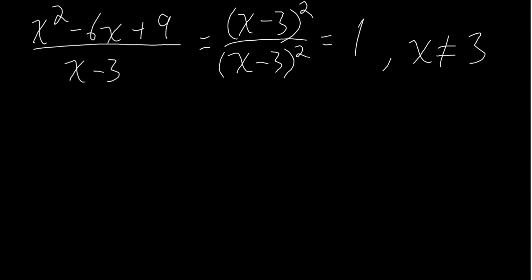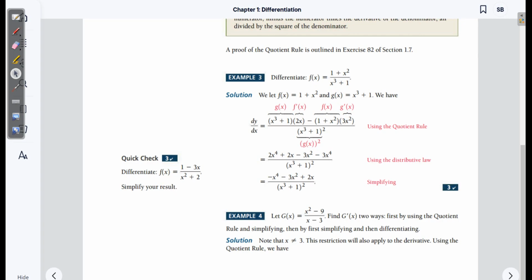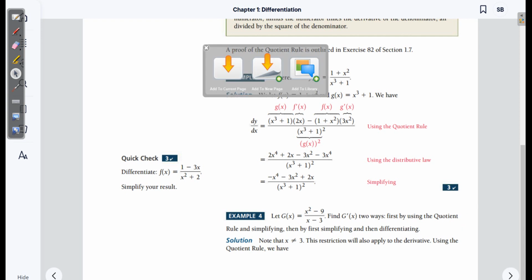Okay, we have to say that because that is in my denominator, right? I cannot have a 3 in my denominator, or otherwise it would be undefined. Right. Now let's do the second way that the text wanted us to go about doing this, and that was simplifying it first.